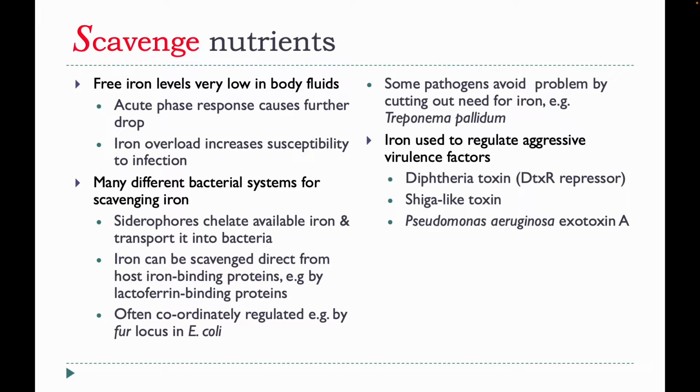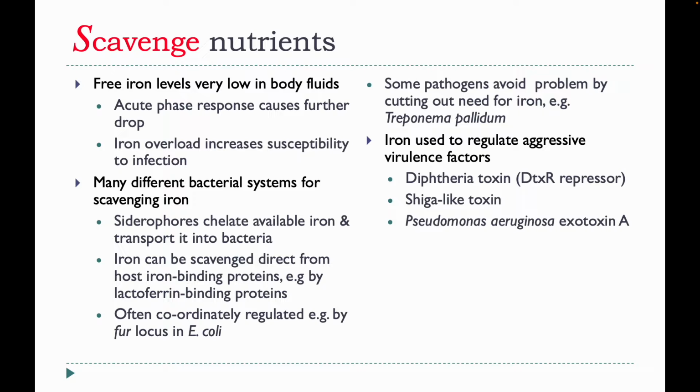And so bacteria are exquisitely sensitive to this. They use things called siderophores to grab hold of, chelate in the jargon, the available iron and transport it into the bacteria. And they have ways of ripping the iron out of iron-binding proteins from the host directly. And this is coordinately regulated as well. So in E. coli, one of the key regulons is the so-called Fur regulon.